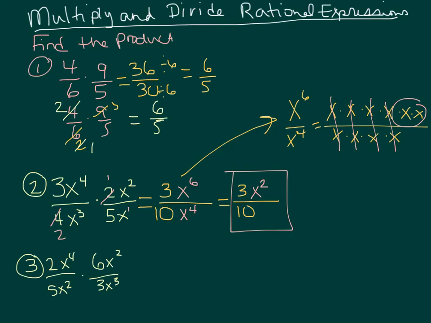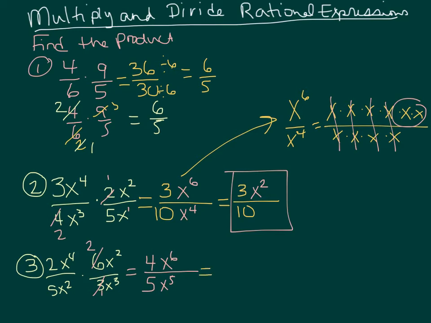So for this one, there's a few ways to do it. I'm going to start by reducing anything I can. So the first thing I'm going to reduce is this 6 and this 3, which I can change to 2 and 1. So then from there, I am going to multiply straight across. The numerator I get 2 times 2, which is 4. The denominator I get 5 times 1, which is just going to give me 5. For my exponents, I am going to get x to the 6th in the numerator, and I'm going to get x to the 5th in the denominator. Don't forget that you are going to be adding your exponents.